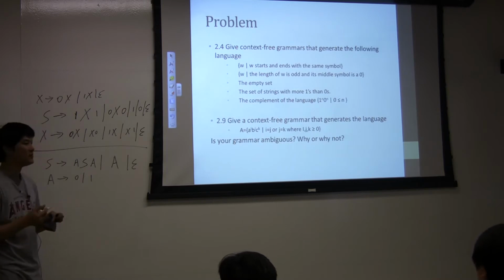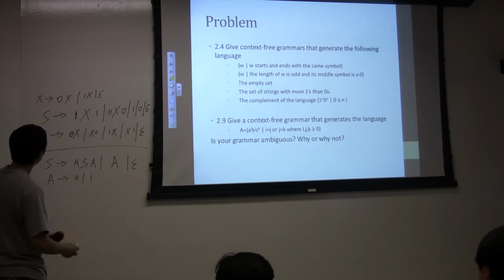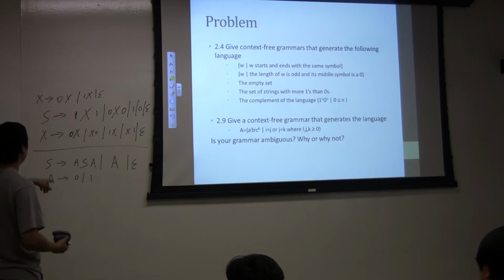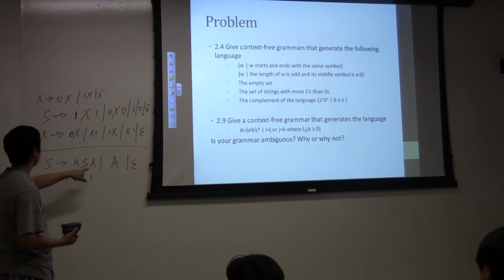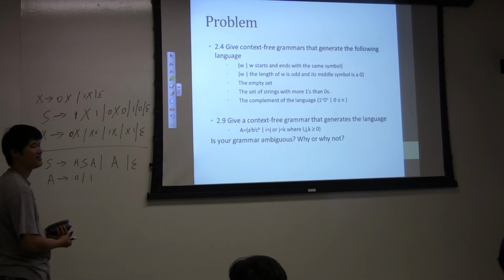So you guys see how difficult my work is. This always generates an even number, but this can make it an odd number. That would generate palindromes, wouldn't it? Yeah, it will generate palindromes. Thank you, ma'am.